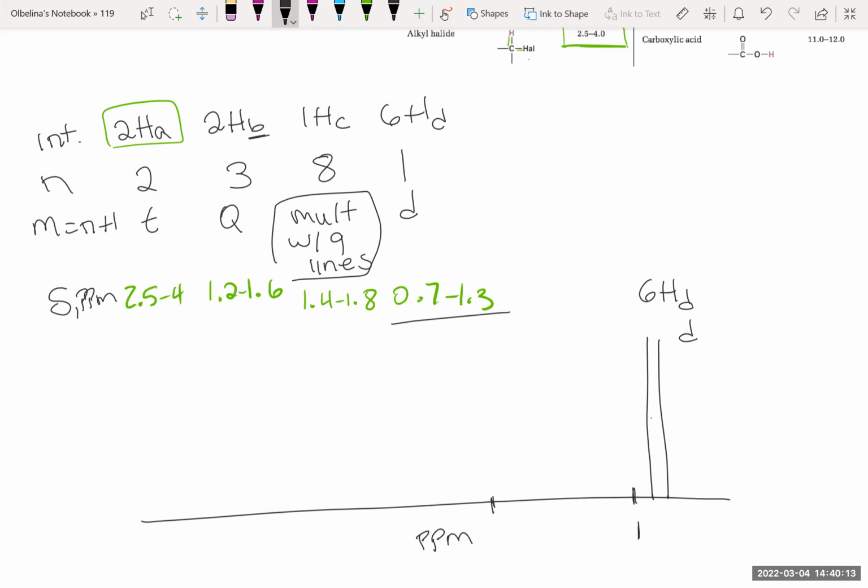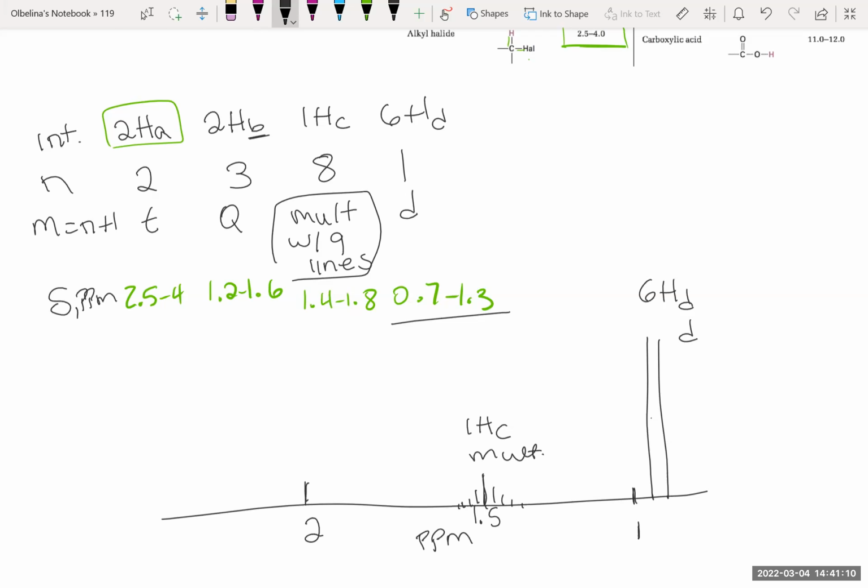And let's say here is 2. Oh, actually, we're going to have to put 2 pretty far away to be able to fit everything. So let's say 2 is out here. So again, that multiplet for HC is going to be pretty small. You might actually not even be able to see the lines for the shortest line. So we'll say it's centered right around 1.5. 1, 2, 3, 4, 5, 6, 7, maybe you get to see those. All right, so 1 HC, and that's going to be a multiplet, 9 lines. And then 1.2 to 1.6. So I'm going to put those right next to HC.